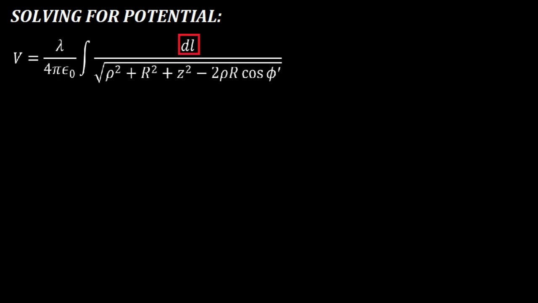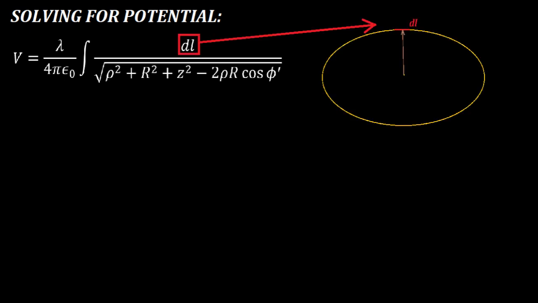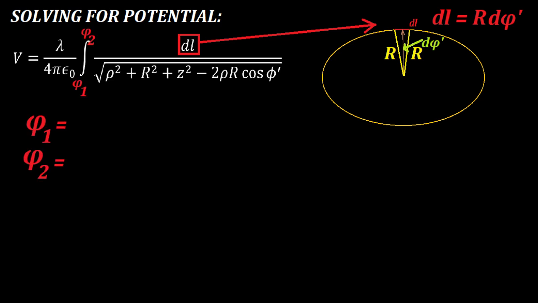This line element dl is equal to the infinitesimal arc length of the ring. Its value is the radius r times the angle between the lines connecting the center of the ring to the endpoints of an arc, which is some infinitesimal angle d phi prime. So dl is equal to r d phi prime. The limits of integration are the full range of phi, as we are integrating over the entire circle, the entire ring, so from 0 to 2 pi.